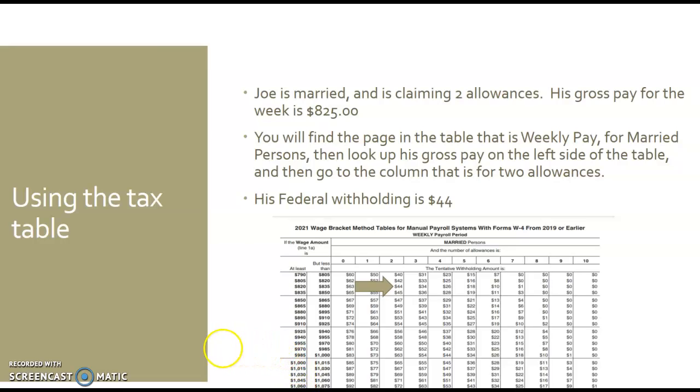For example, you're going to see here that you're going to go to a weekly pay period for married persons. Look at the left side of the column for his paycheck, and then you'll go over to the column that is 2 allowances, and you will see that his federal withholding is $44.